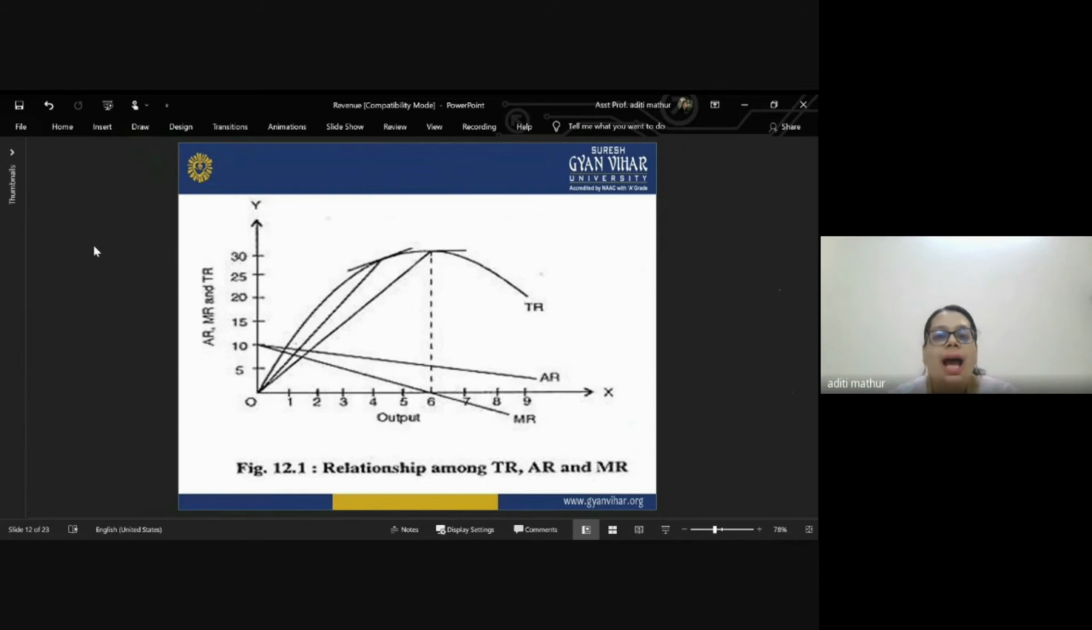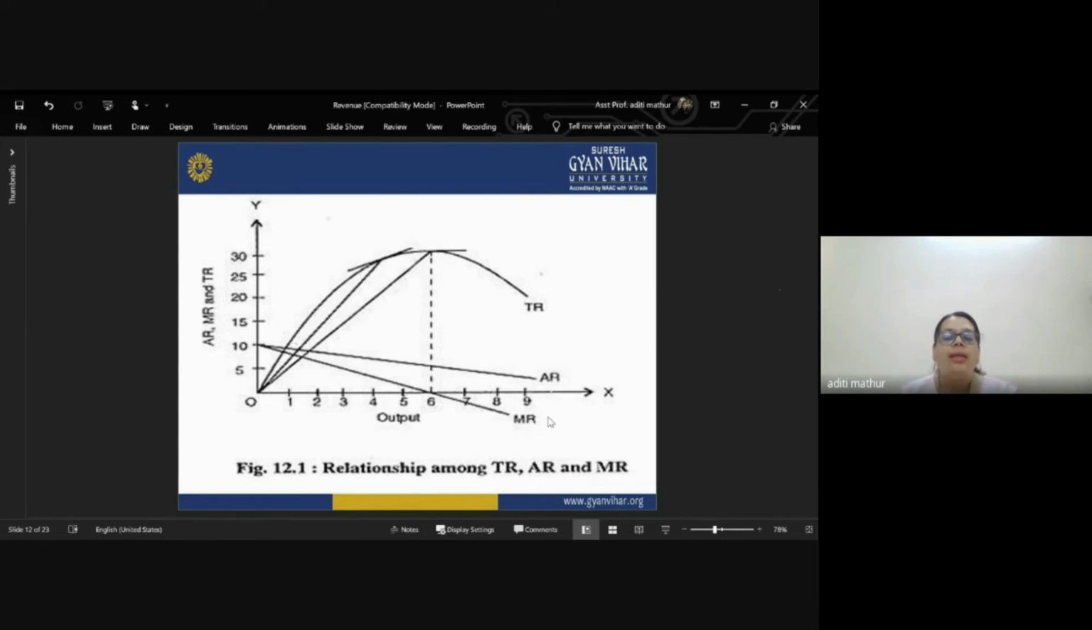So now let us just understand the relationship. So we have first drawn our TR, then AR and MR. So let me just tell you a few of the characteristics which we should know about the AR, MR, and TR. The first thing is that your AR never touches the x-axis and never becomes negative because it is the average revenue, which is the price.